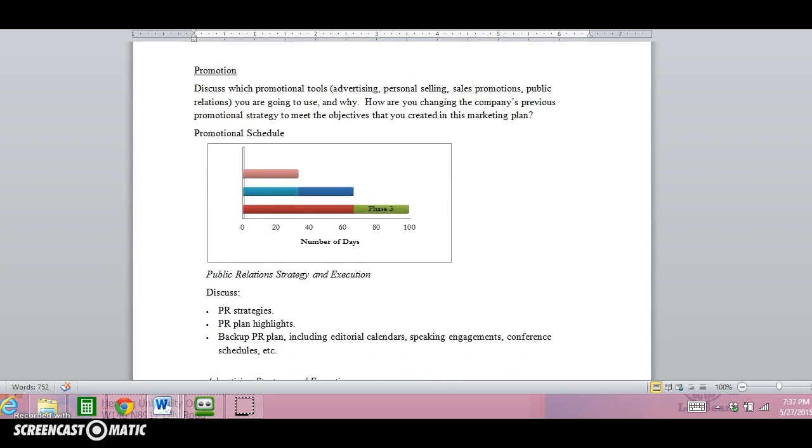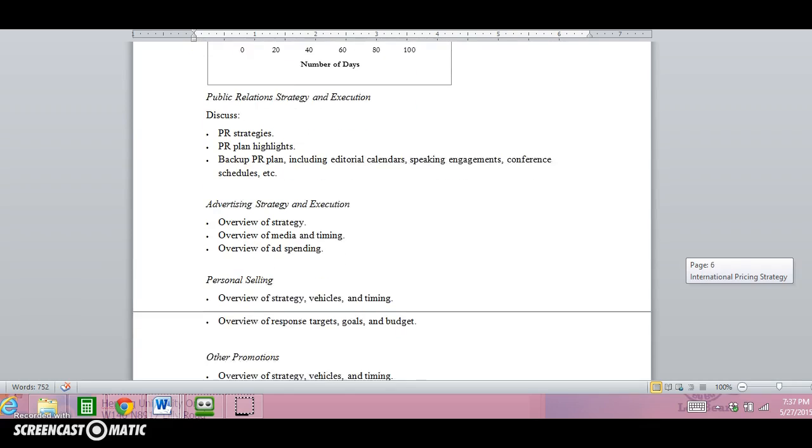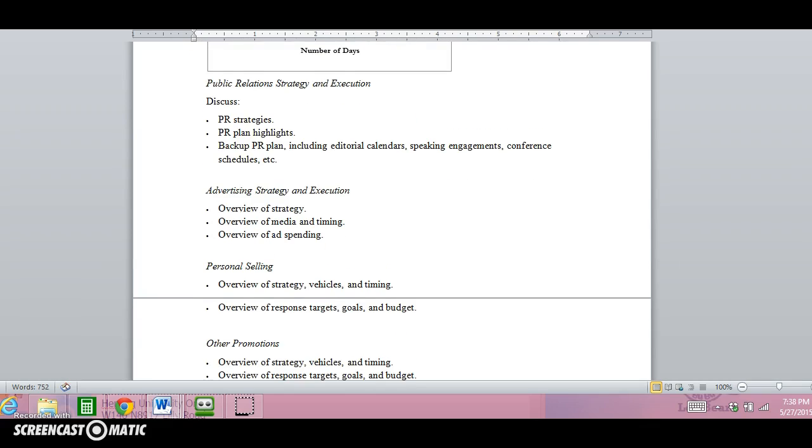Promotion. As you're creating the strategy for that and sharing that in your paper, I would like you to follow this template as well. It's very simple. You're going to discuss your strategies for each one, highlight that plan, share anything in terms of a calendar, what you're going to do for those particular areas, etc. So just review this. For example, your PR strategy. What is the strategy? Share some highlights. Give us a backup plan. How are you going to deal with editorial calendars, special engagements, speaking engagements, conference schedules, etc.